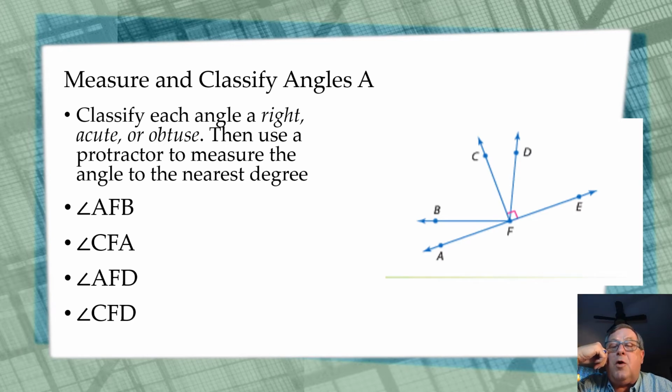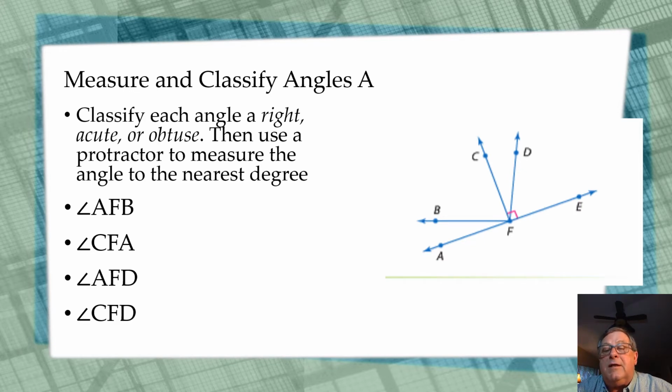Go in there and get a protractor, and you put the center of it at the vertex, and you line it up against one of the sides, and then you use the other side to determine what your measure is going to be. But in this video, we're going to just classify these as either right, acute, or obtuse. And I'm going to start with the second one, which is angle CFA. And you'll understand why in a minute.